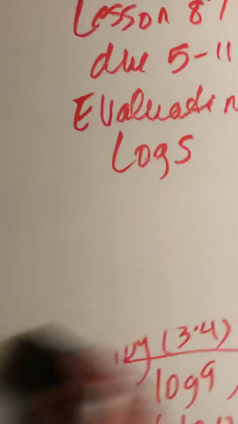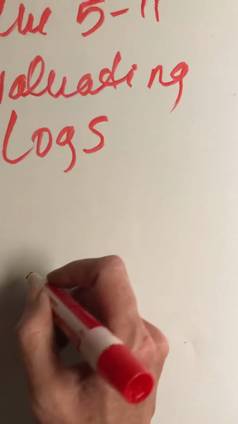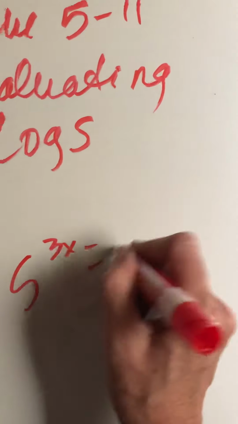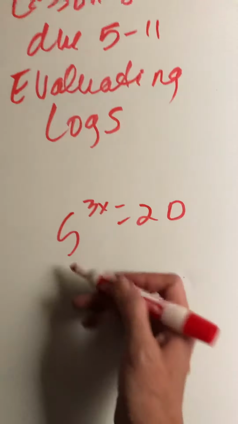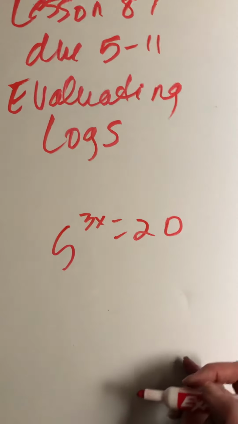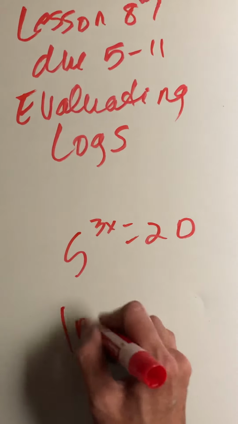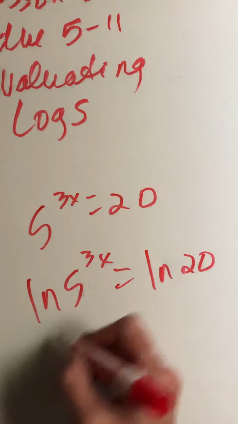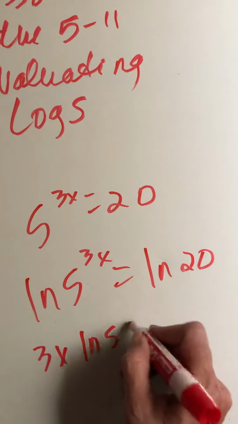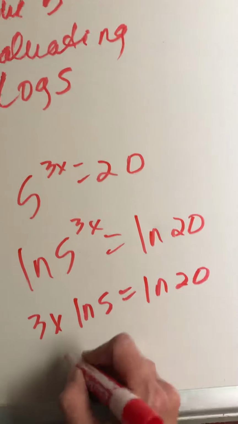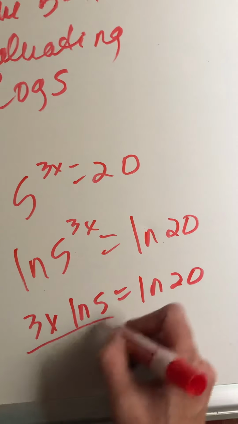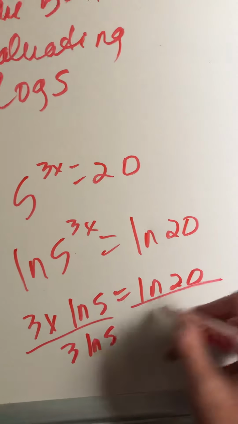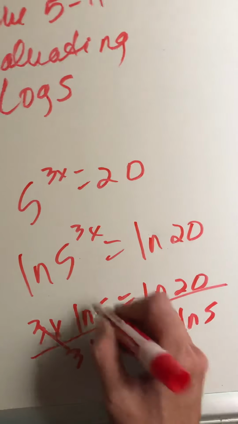The issue is sometimes you can't make them the same base. So sometimes it's going to look like 5 to the 3x equals 20, and you want to solve for x. Well, I can't make 5 or 20 the same base. So this is where you're going to take the natural log of both sides. So then the 3x moves in front, and you divide by 3 and the natural log of 5, because you need to get x by itself.